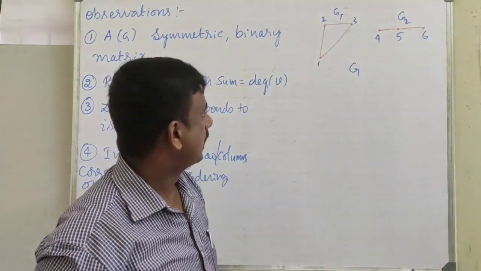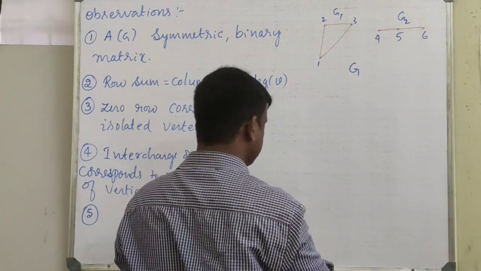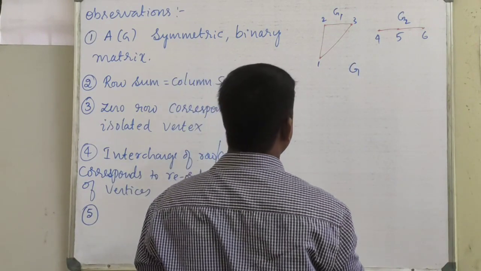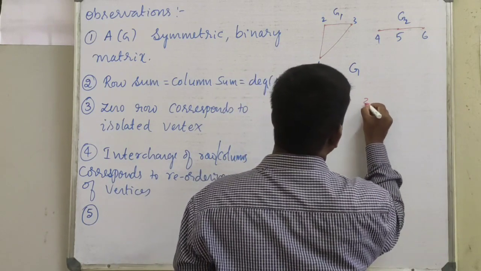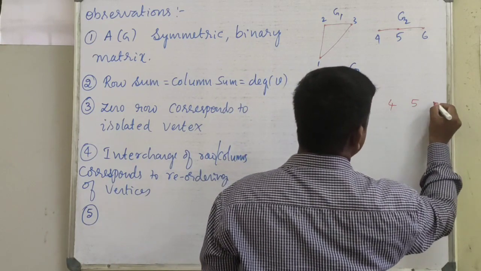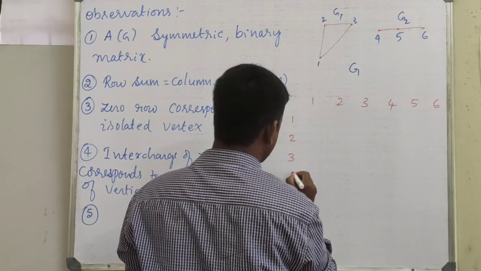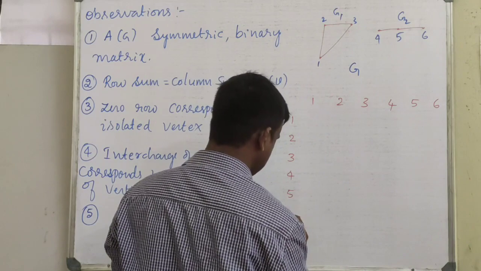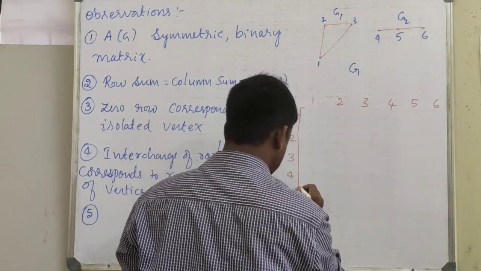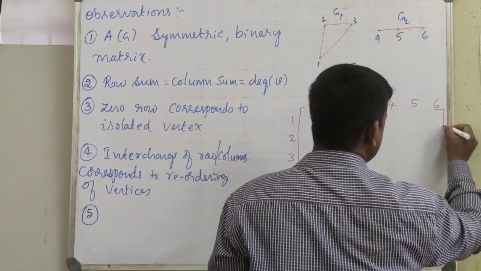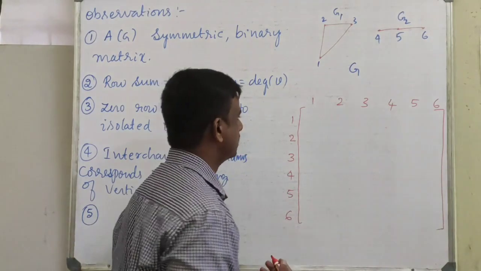Now let us write down the adjacency matrix A of G. As usual, I have to write 1, 2, 3, 4, 5, 6 along the rows and columns. I am just taking a disconnected graph with 2 components. Similarly, you may consider a disconnected graph with k components.